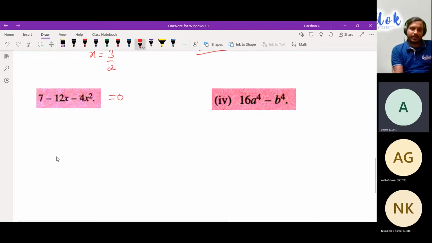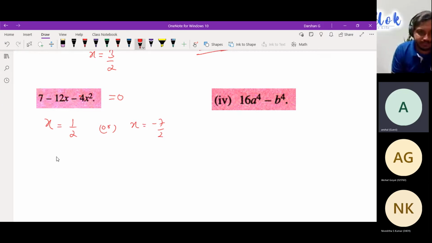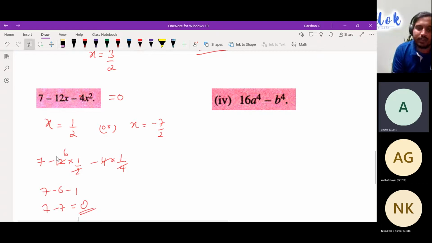Sir, is the answer x equals 1 by 2 and minus 7 by 2? Yes, sir. That's the right one. How will I verify? I'll put the easiest one and see if whatever you have told is right. So this is 1, 6, 7 minus 6 minus 1, 7 minus 7, answer is correct. I couldn't verify the other one, but it's okay. One I could verify. Akshat, you got it?